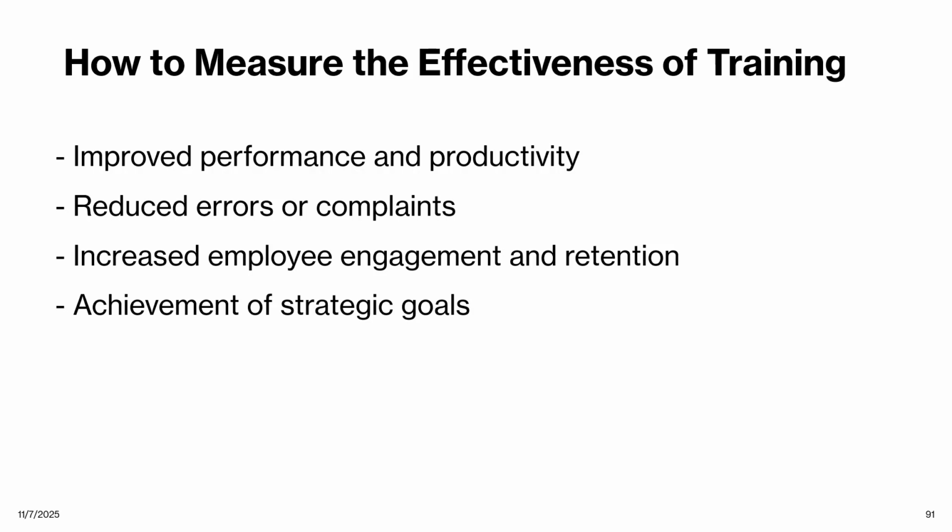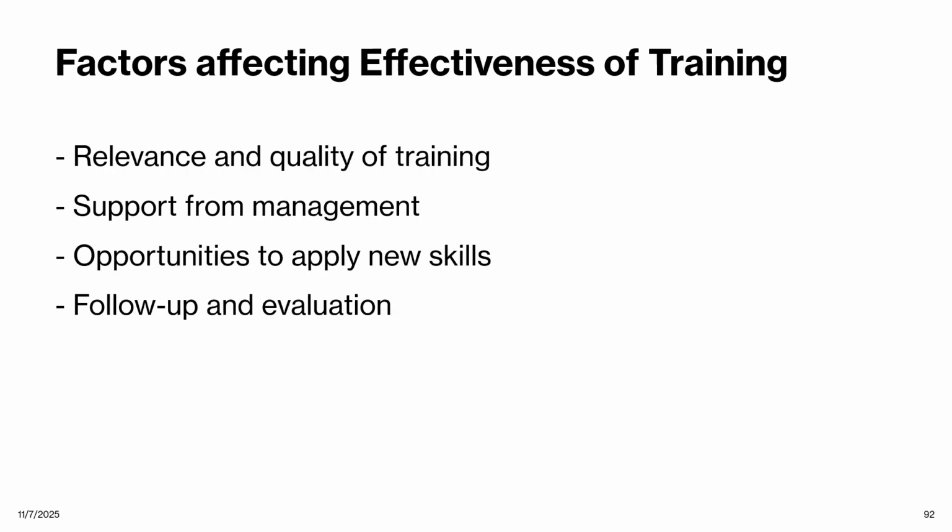So how do businesses measure the actual effectiveness of training? You have to look at the improved performance and productivity rates. You also have to look at the reduced errors or complaints. Then you have to look at the increased employee engagement and retention rates. Then lastly, you have to look at the achievement of strategic goals, so if the goals that you've set are actually being met.